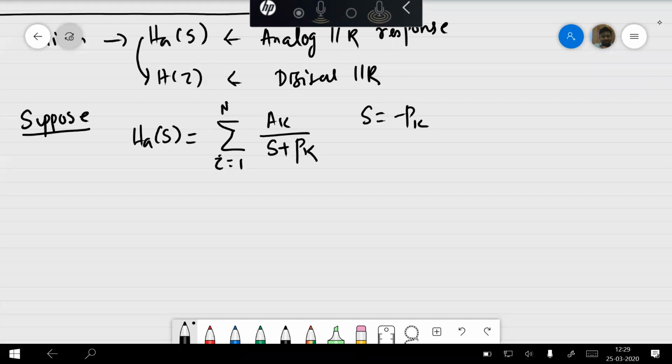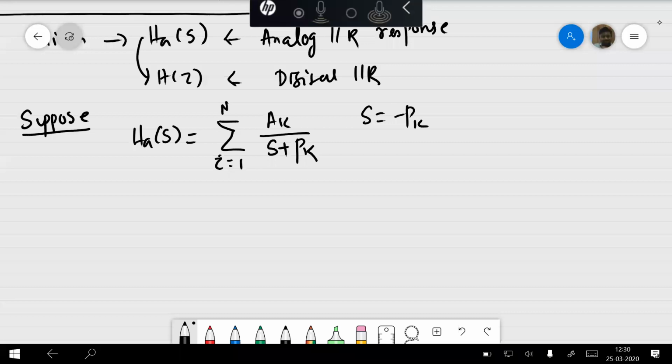Please be very careful, this is a minus sign. It is left. If the pole is present in the left, how could it be unstable? How is it going to be unstable? So basically, it is a multi-pole. What is the order of this system? Can anybody tell what is the order of this system?